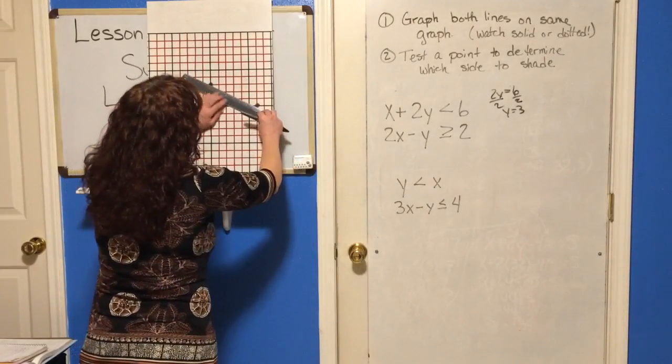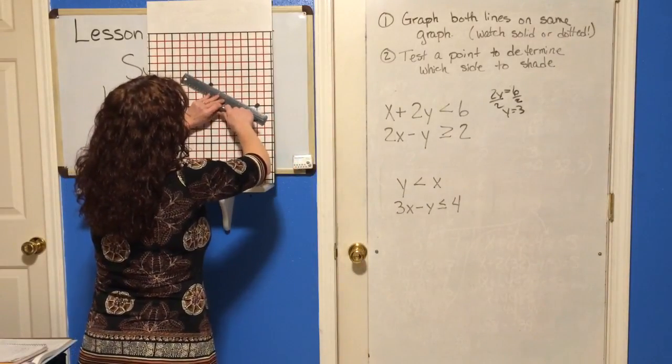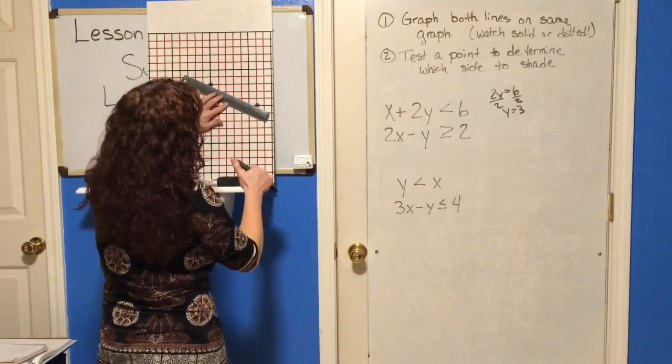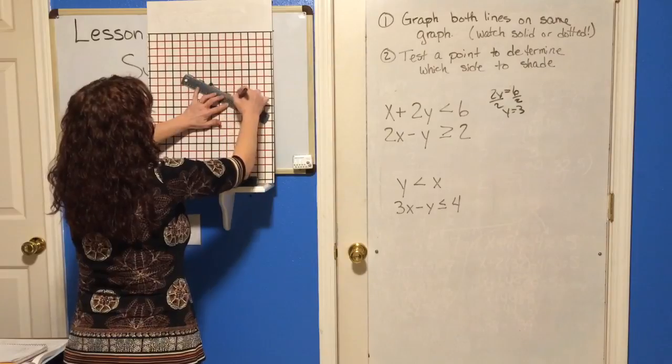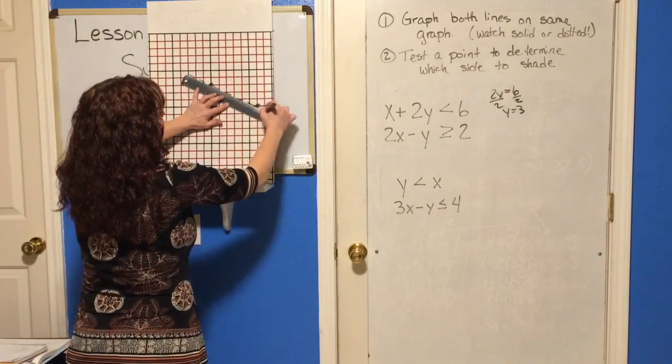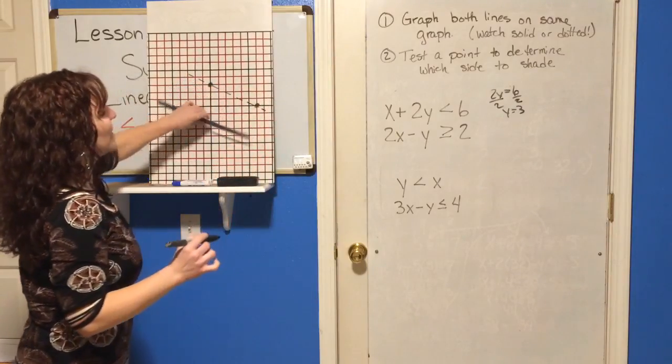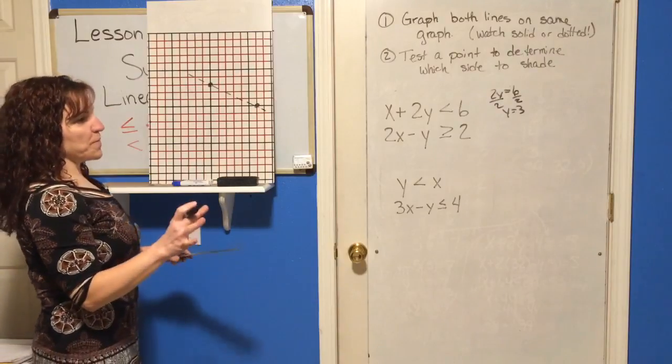So line up your point, line up your 2 points, and you're going to make this one dotted. All right, so, whoop. There's your dotted line. So that's the first one.